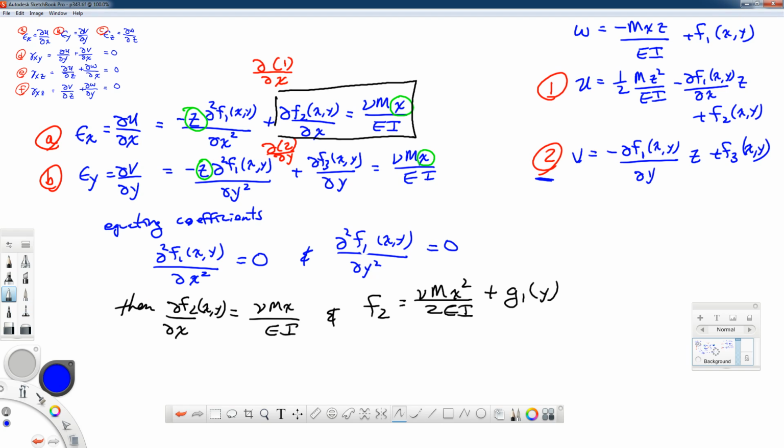But what we can also say then is that since the second partial of f1 with respect to y twice is equal to 0, then we can set these two equal to 0. And by the same reasoning, the function f3, which is a function of x and y, if we integrate that with respect to y, we're going to get mxy over EI. And we could have a function of x. Call that g2 of x.